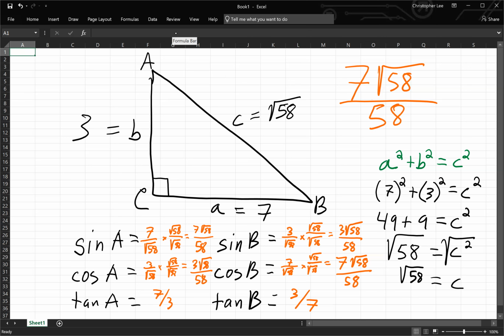Right? So 7 square root 58, right? Come out of the square root and divide it by 58, like that. Same way that I have it written. Yeah. So come out of the square root and then do the division and all that.